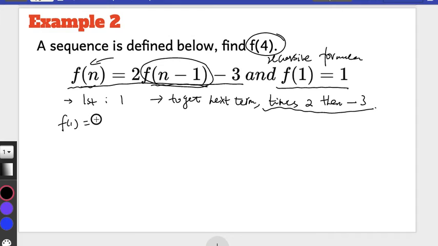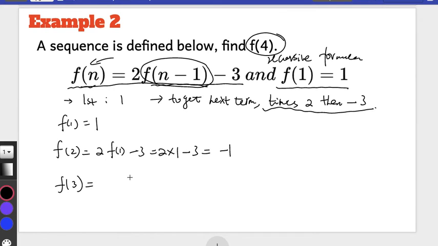First term, f of 1, is already given. For the next term, according to this relation, we need to multiply by 2, then minus 3. So it's going to be 2 times the first term, then minus 3. So it's 2 times 1 minus 3, which is negative 1. Again, in order to get the next term, we multiply by 2, then minus 3. So it's going to be 2 times negative 1, because this is the second term, minus 3. So negative 2 minus 3 is going to be negative 5.